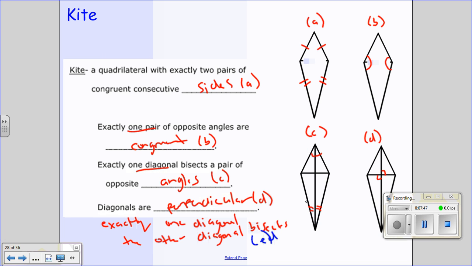Oops. On picture with D, this would be the bisected diagonal. So it's cut in half. Not the longer one, but the shorter one will be cut in half.